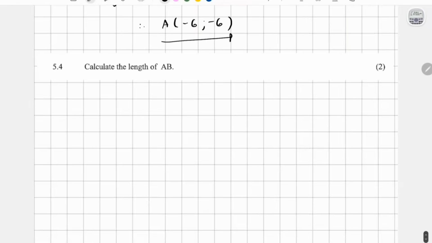Okay, the second last question is calculate the length of AB. So the length of AB, to find that, we just need the coordinates of A, which we know is negative 6 and negative 6, and the coordinates of B.